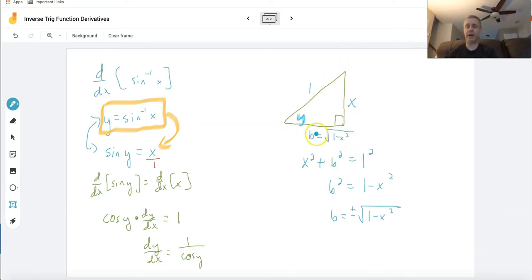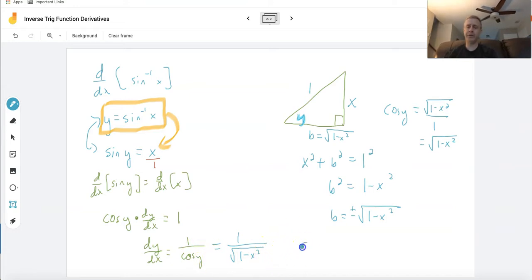And so because this leg here is equivalent to the square root of 1 minus x squared, then I claim that we can evaluate the cosine of y. The cosine of y would simply be the adjacent side, the square root of 1 minus x squared, all over the hypotenuse, which would just simplify down to the square root of 1 minus x squared. And then that's what the cosine of y is equal to. So for our derivative here, we can substitute that expression of the square root of 1 minus x squared in for the cosine of y.